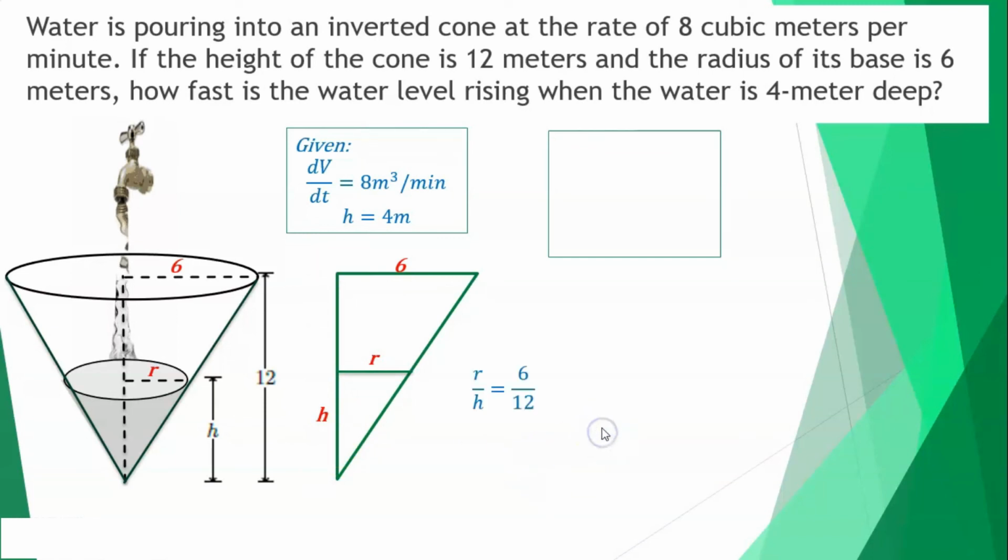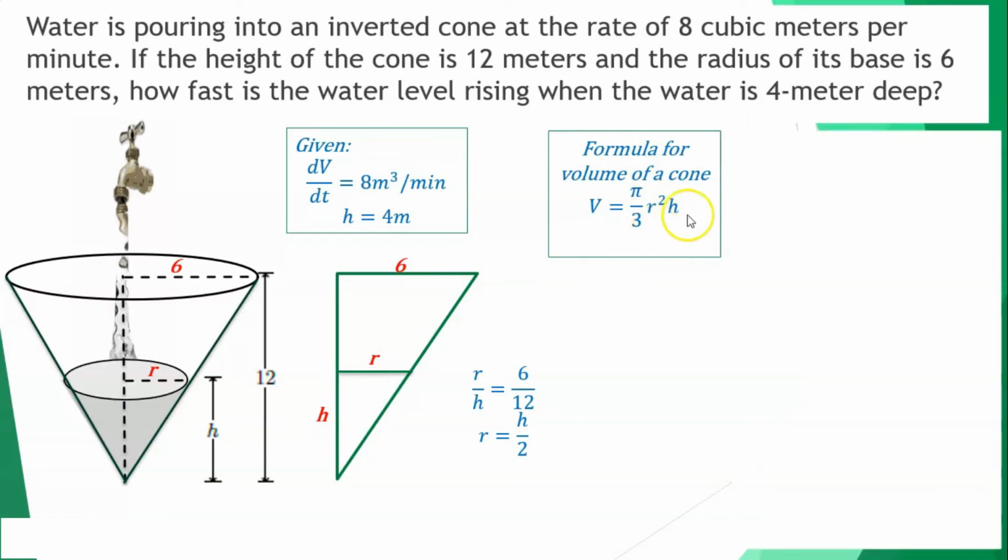Now, making use of the proportions, we have r over h is equal to 6 over 12. Now, 6 over 12 is actually 1 over 2. So our r here is actually h over 2. Now, take note, the formula for volume of a cone is V equals pi over 3 r squared times the height. We still have two variables here, so we need to substitute further.